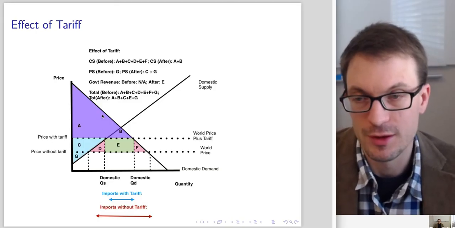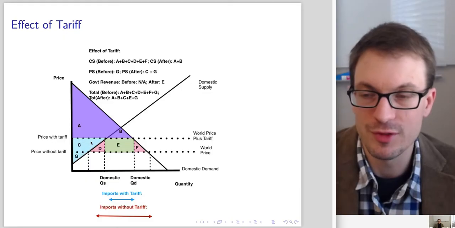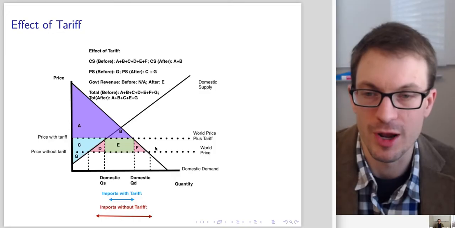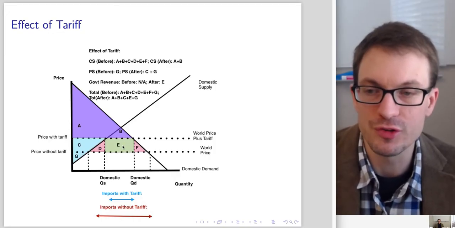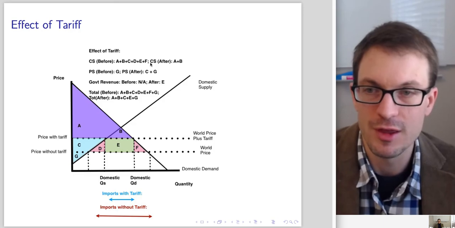All right. Let's think about what happens to surplus. Relative to free trade at the world price, when we add the tariff, consumer surplus shrinks. Consumers lose C, D, E, and F. Consumer surplus is now only A and B.